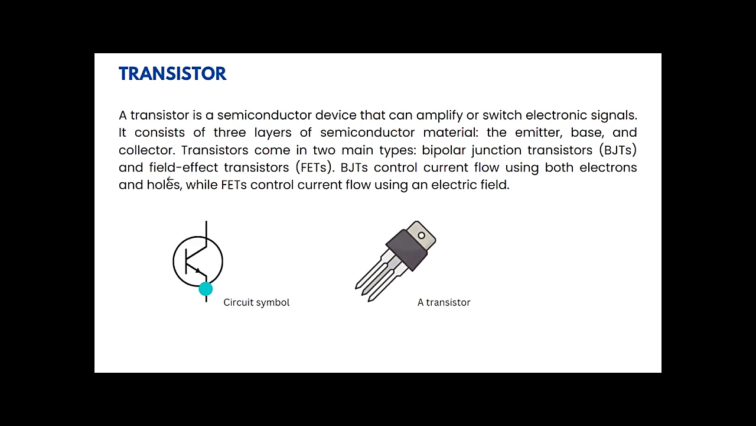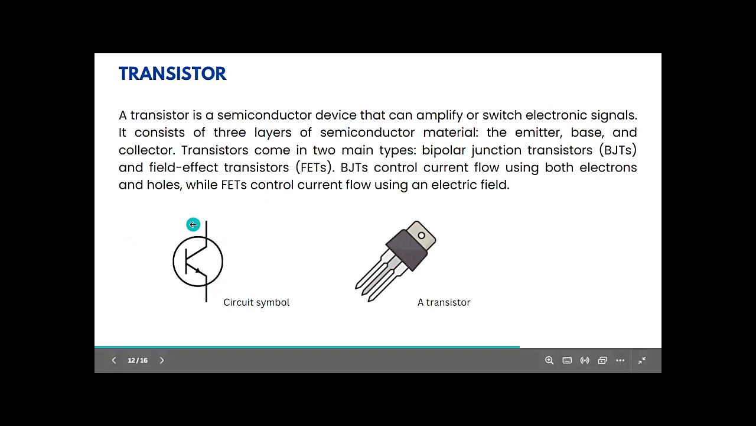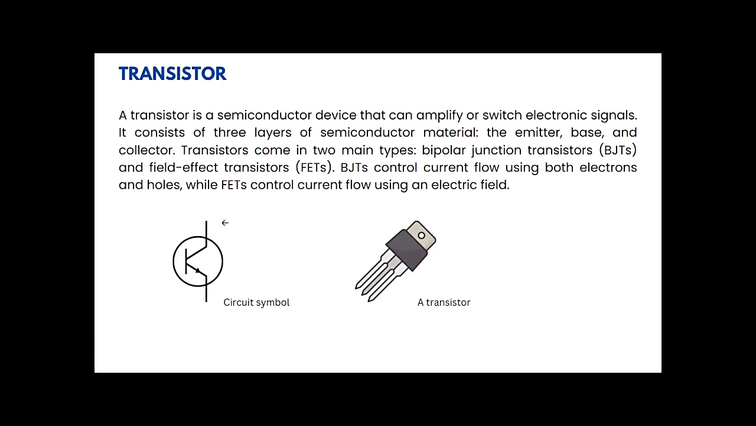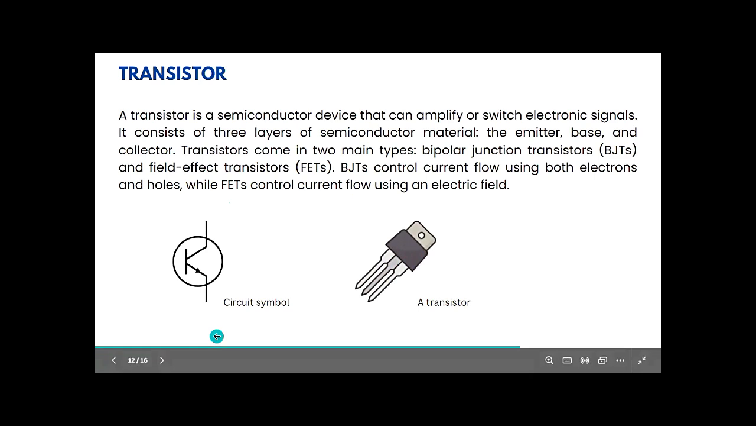There are different types of transistors. There are bipolar junction transistors, which are called BJTs. There are field effect transistors, which are called FETs. There are MOSFETs, which are metal oxide semiconductor field effect transistors. And there are IGBTs, which are insulated gate bipolar transistors. So there are different types of transistors, and each of them has its own applications.